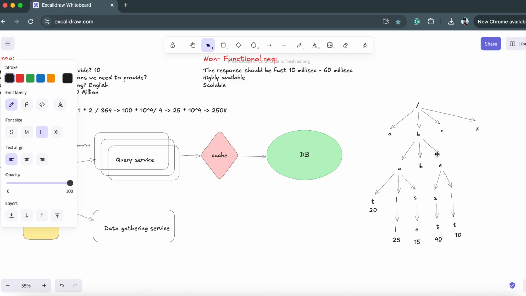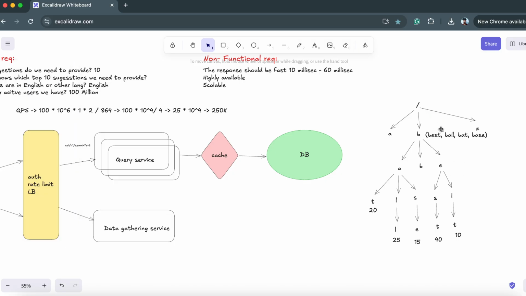So at this B, let us suppose the top four words are there. Whenever the user types B, the top four words have frequencies 20, 25, 40 and 15. In sorted order, it is BEST, then BALL, next BAT, and probably last BASE. So these are the top four words available at this particular node, and those four words we can store at each level.